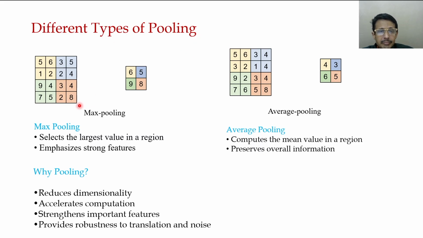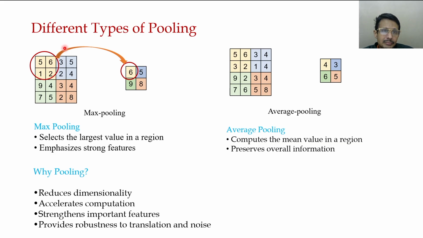First we start with maximum pooling. Now if this is an activation map, basically the filter response of this convolution, what is the highest value? This is 6. So max pooling selects the largest value in a region. So this is 6, so it will give 6. This emphasizes the strong features, that means the prominent feature that we are going to select.